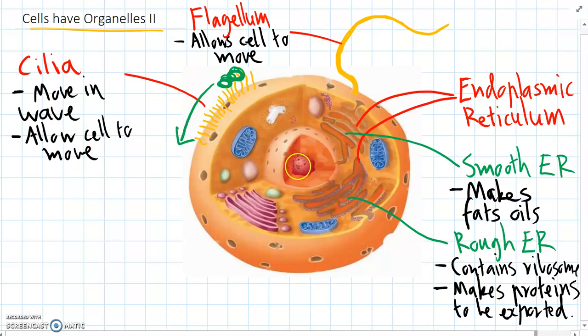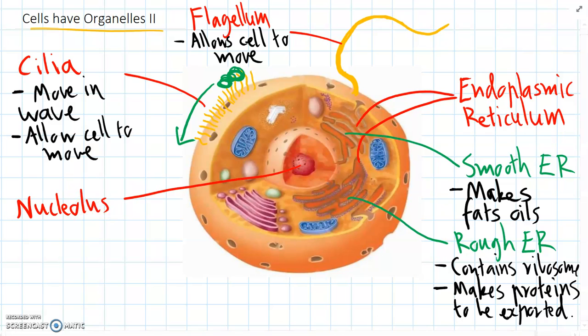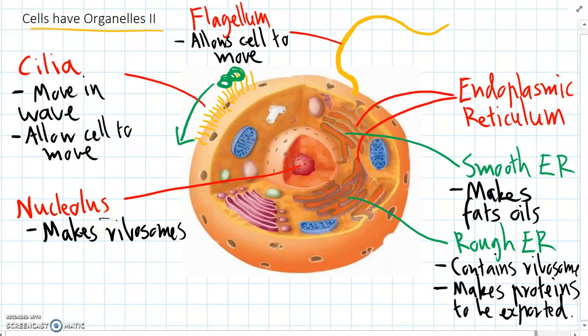Next, if we look right inside the nucleus, there's always a darker section in the nucleus, and this is called the nucleolus. And the nucleolus, it has a really important job of making ribosomes. Remember, ribosomes are needed to build all the proteins that cells need, and proteins make up pretty much all the parts of the cells. So the nucleolus, it's the ribosome factory of the cell.